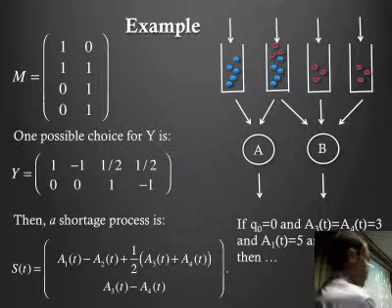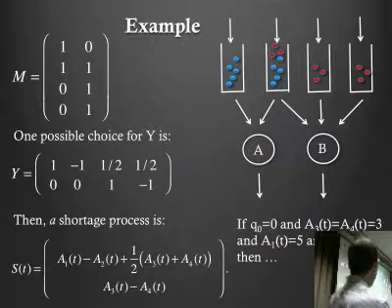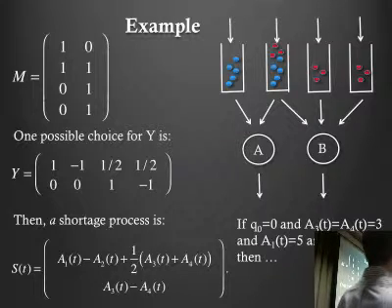One possible choice for the matrix Y that is orthogonal to this matrix M is this choice. It's one of the multiple choices. It's not unique. However, if you look at the shortage process, just to verify it does the right thing, if I had no jobs at time 0, and at the time t I have 3 jobs in each of these queues, 5 jobs in the first queue, and 8 jobs in the second queue, then A3 minus A4 is 3 minus 3, which is 0. A1 minus A2 plus half of the sum of these also gives you 0.